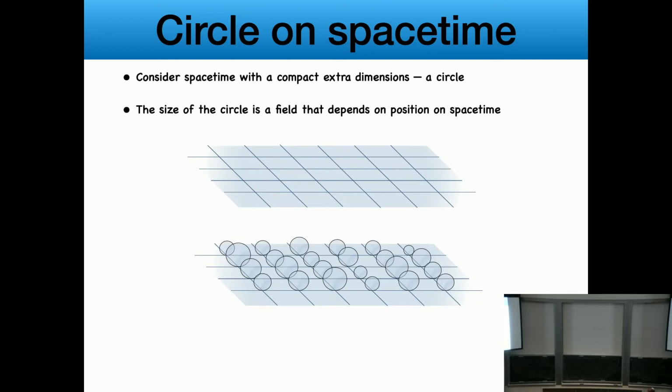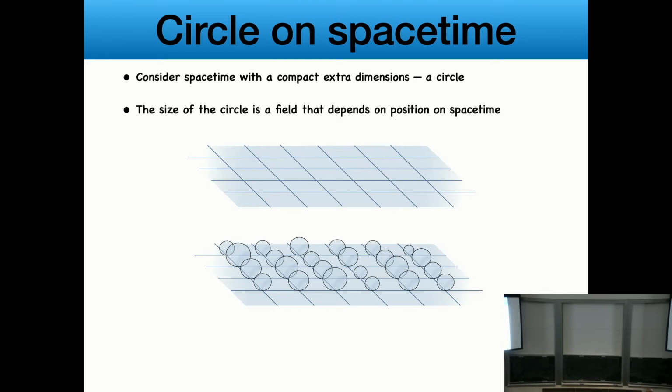And what do we mean when we say that there is an extra dimension that is a circle? What we mean is that at every single point, there is an additional loop around which I can go, right? And the size of this loop can vary from point to point in space, and that actually behaves like an external field in space-time. So that's what we mean.